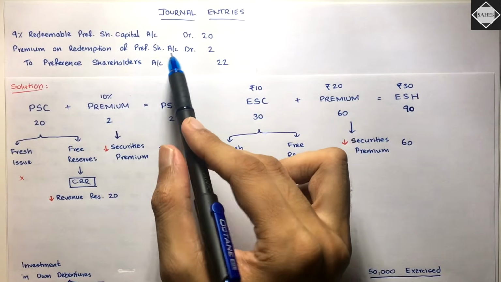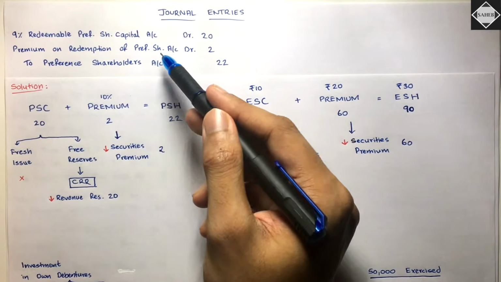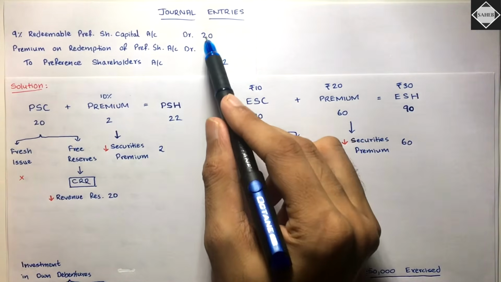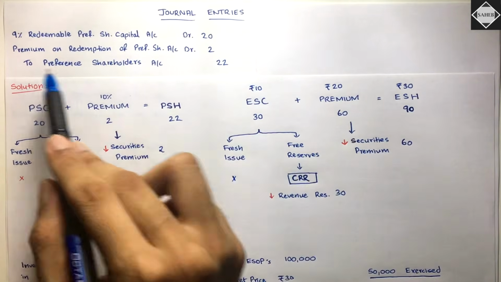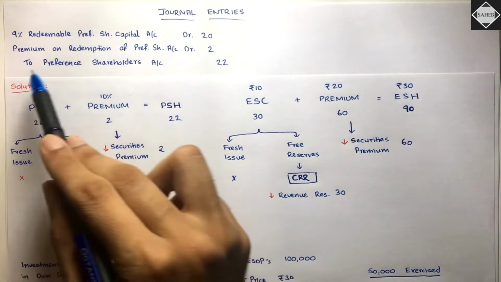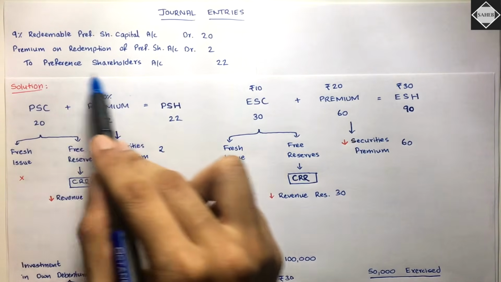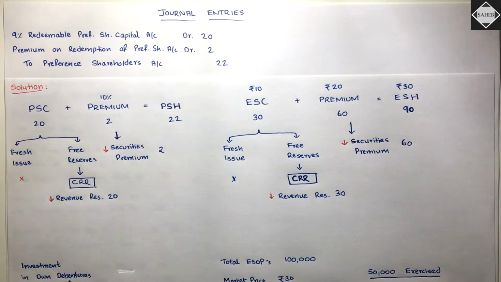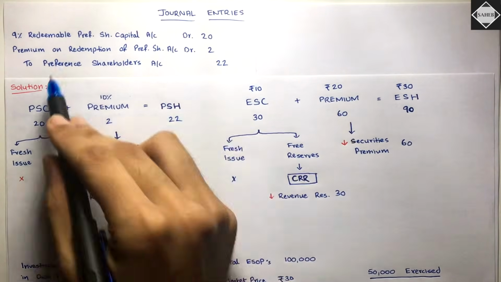Why? Because this is a loss to the company. All the losses are always debited. It's an expense, it's a loss. Fine. So 2 lakh will be debited, and then to preference shareholders, you will credit this personal liability to preference shareholders, 22 lakhs. You will accept as a company that you have to pay 22 lakhs to preference shareholders.